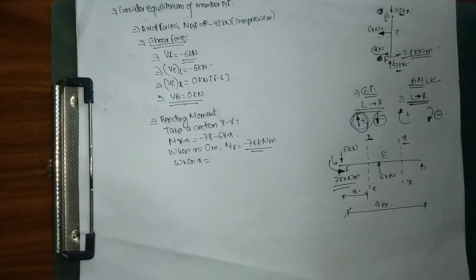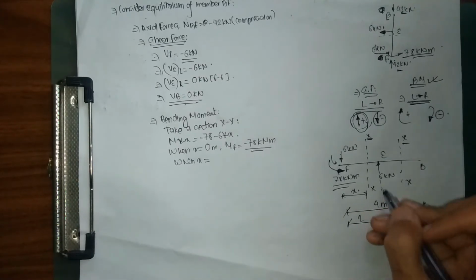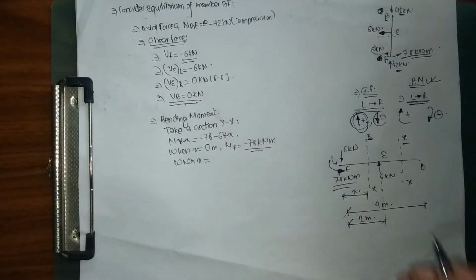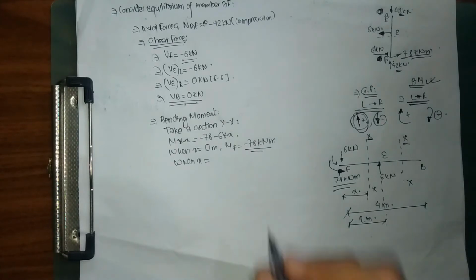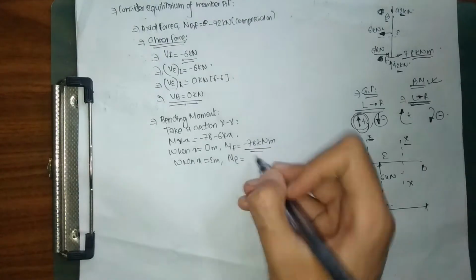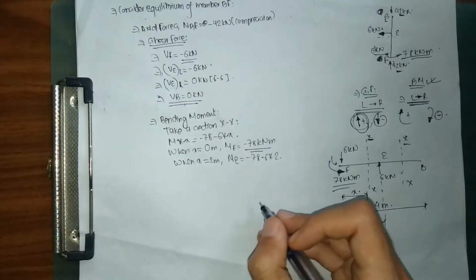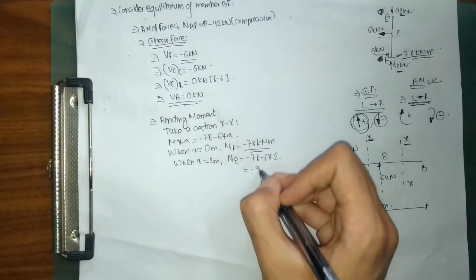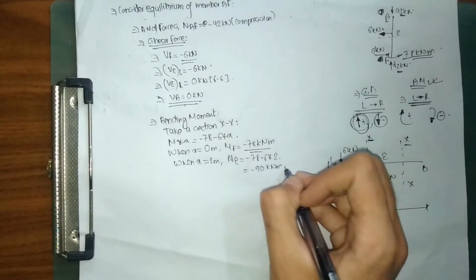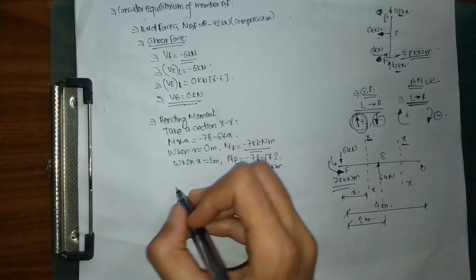So let me take another point, and this is E, and E is at a distance of 2 meter. So let me take my x equals 2 meter. When x equals 2 meter, I reach my point E. Moment about E equals minus 78 minus 6 into 2, and I get this value as minus 90 Newton per meter.